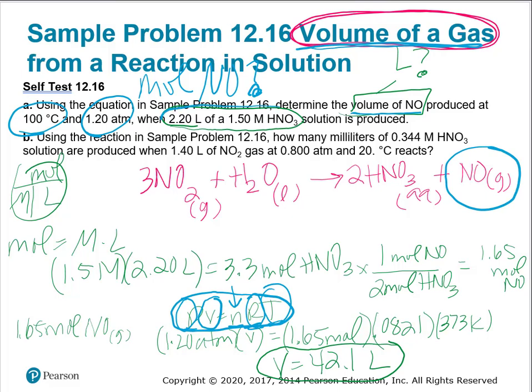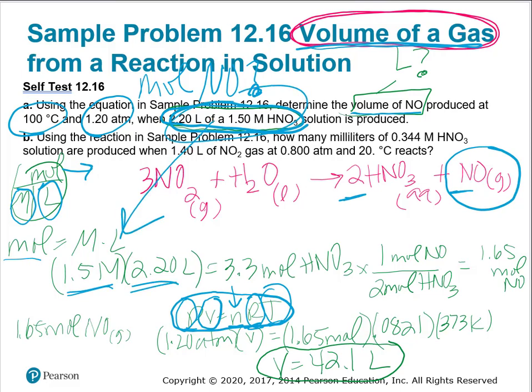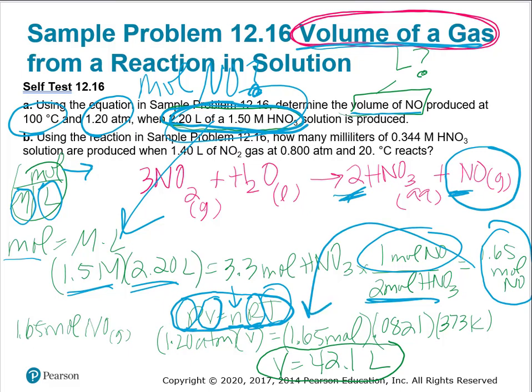What else are we given? We're given volume and concentration of this acid. If we know volume and concentration of the acid, we can find moles of acid. And if we know moles of acid, we can get moles of gas from that mole-to-mole ratio. So to find moles, we're going to take that concentration and times it by that volume that we were given. That gave me 3.3 moles of HNO3. Then, for every 2 moles of HNO3, there's 1 mole of NO. So I have 1.65 moles of NO, and that can go into my N.